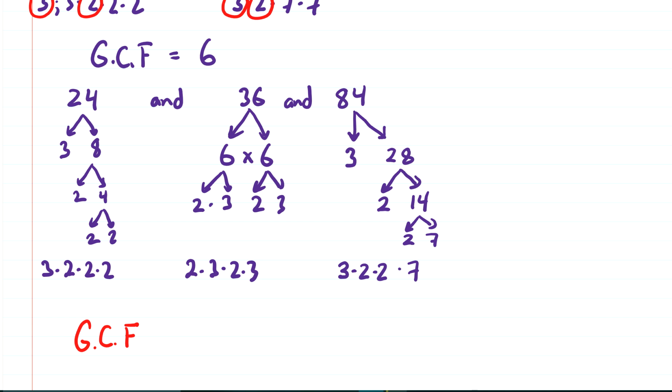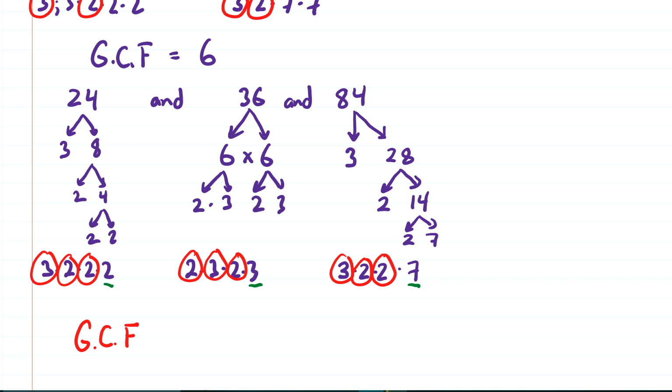So we can notice that all three numbers contain factors of 3. They all contain factors of 2. Now, there's also another 2 that we can factor out. But the other number here is 2, 3, and 7. So those are not common factors then.